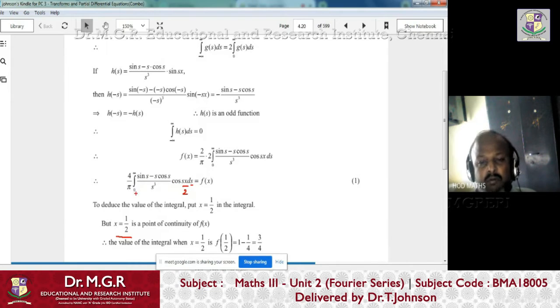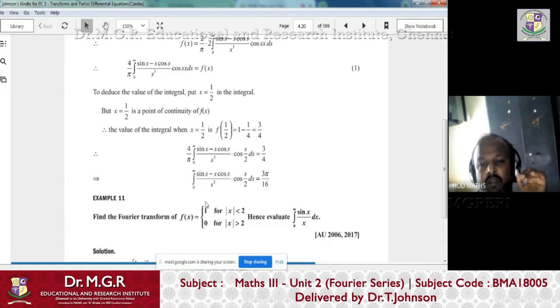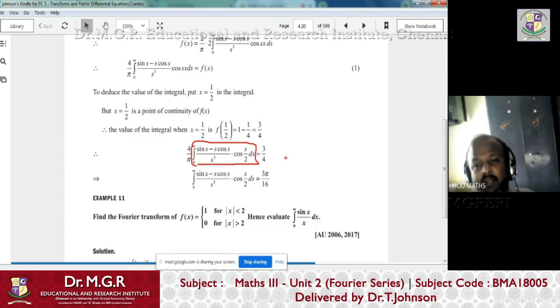And one more thing you have to look at, previously the limit is minus infinity to plus infinity, but here we multiplied by 2, so it becomes 2 times 0 to infinity. So this is 4 by pi, 0 to infinity, (sin s minus s cos s) by s cubed. Only thing is you have to put x is equal to 1 by 2 in place of x. So we will get the nice form. This representation only we need. This 4 by pi is a constant that you can take to the other side.